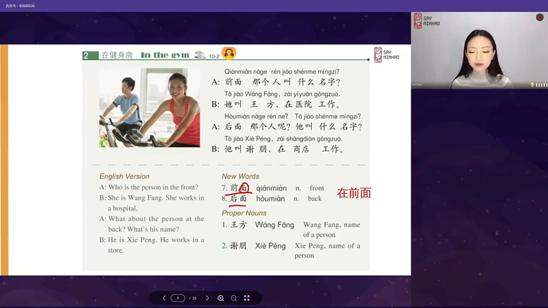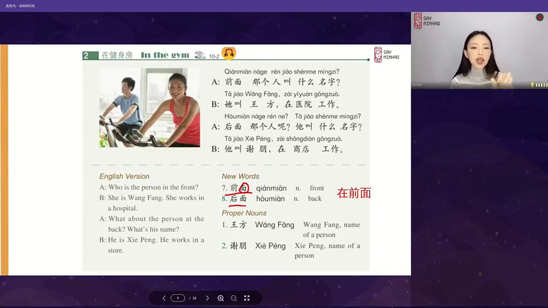This one is a little bit tricky. It is a phrase, it is not a sentence. The person in the front. So the in the front is actually describing the person, right? So we will put this part before the person, okay? So it is 前面的人. So in this phrase, actually, we are using 前面的 as an adjective to describe 人, okay? So the person at back actually is 后面的人, right? 后面的人.